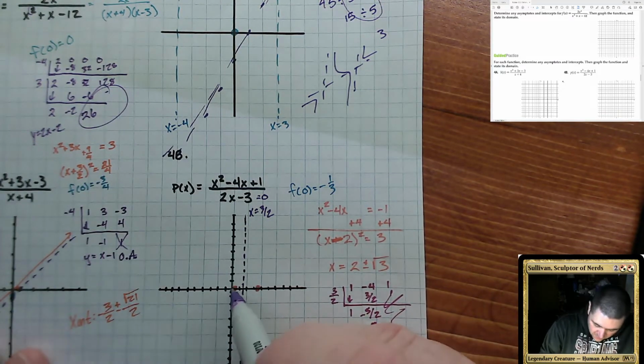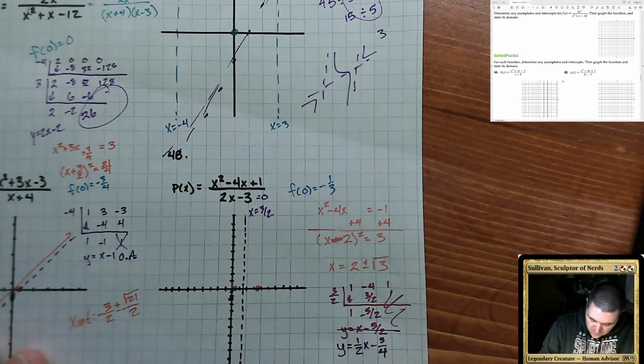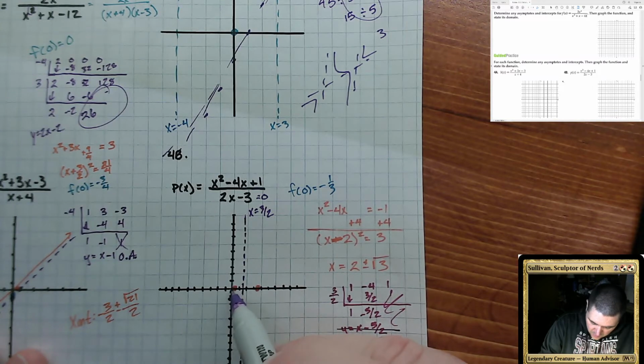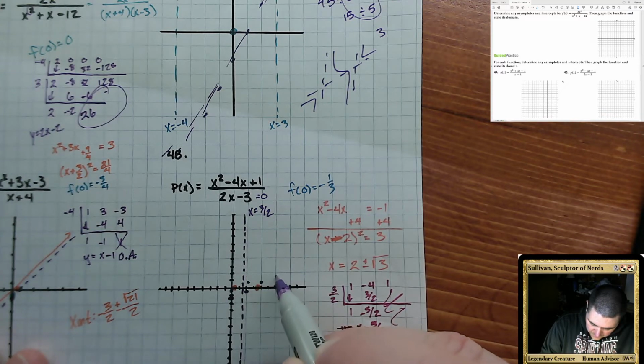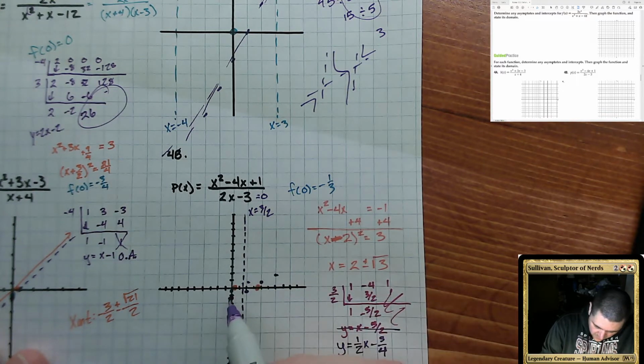Okay, so negative 5 fourths, or just past 1, up 1 over 2. Up 1 over 2. Up 1 over 2. Or down 1 back 2.